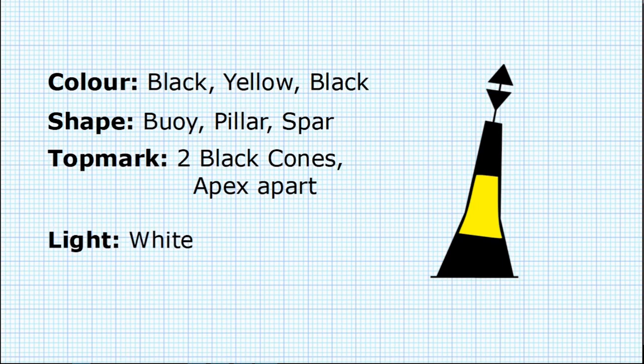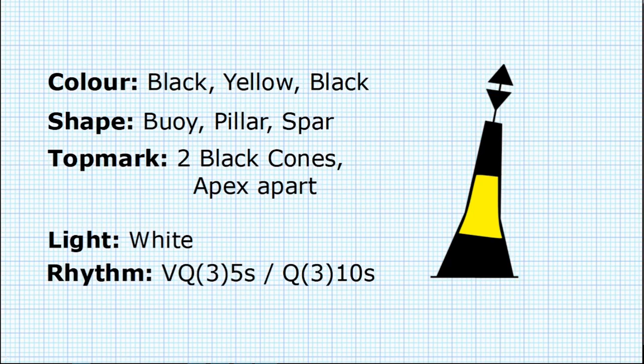The light at night is going to be a white light, same as all the cardinals, and this time the rhythm is going to be flashing 3 times, either very quick in 5 seconds or quick in 10 seconds. Looking at it at night, it's very easy to identify. The 3 flash combination is quite easy to spot. We can all easily count up to 3. 3 o'clock on the clock face, of course, was in the eastern direction. It's an east cardinal.